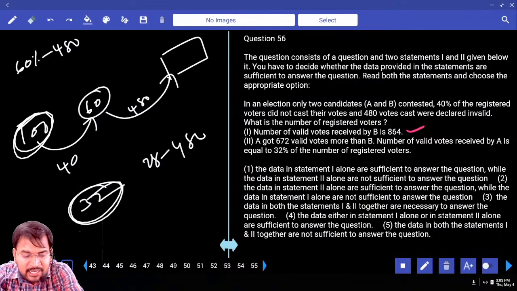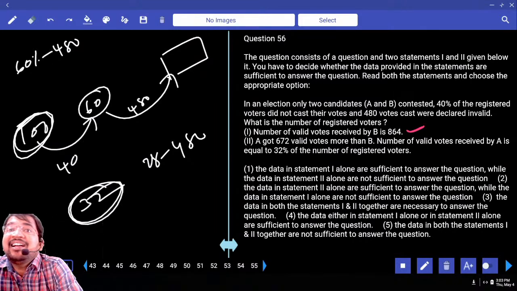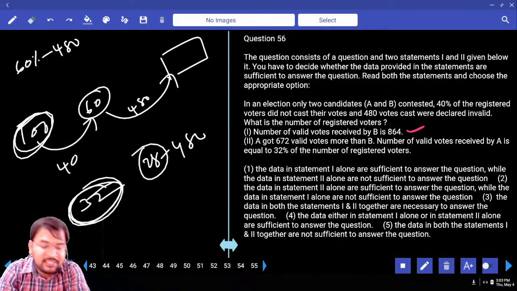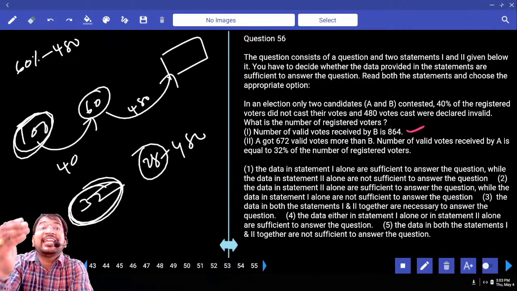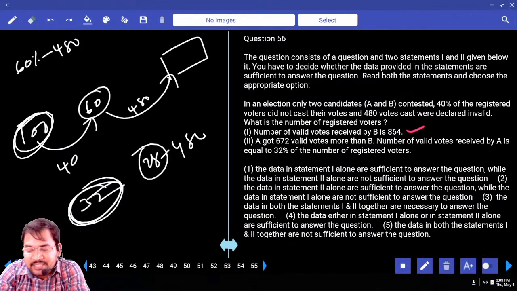So is it possible? Is it possible to find out by using only the second statement? Because we don't know the total votes. We don't know the total votes. This 32 is how much? This 28 is how much? We don't know. This is not 28 minus 480, it is 28% minus 480. So only 2 is not possible.